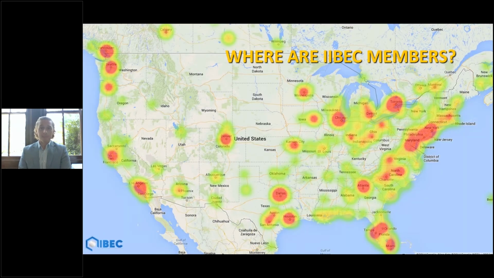So here is a heat map showing where IIBEC members are located. Traditionally, the East Coast of the United States in North America has been our largest area for IIBEC members and most concentrated. This heat map shows the concentration of IIBEC members. So it's not surprising that cities like Atlanta, the Northeast, Chicago, Toronto have very large, highly concentrated IIBEC members.